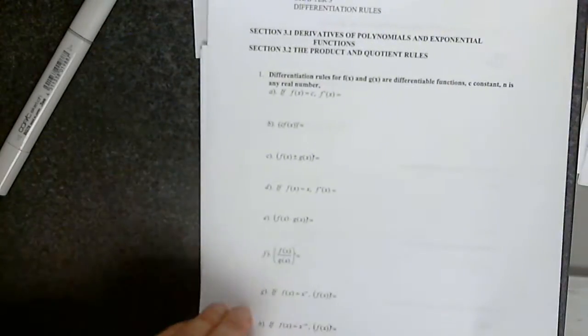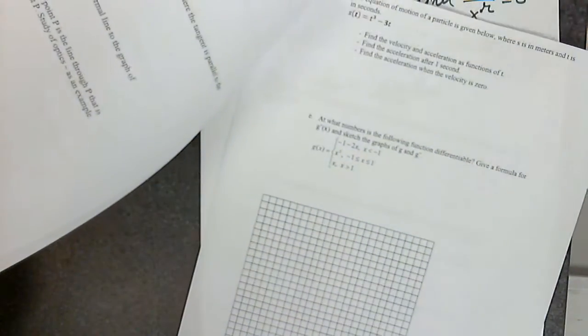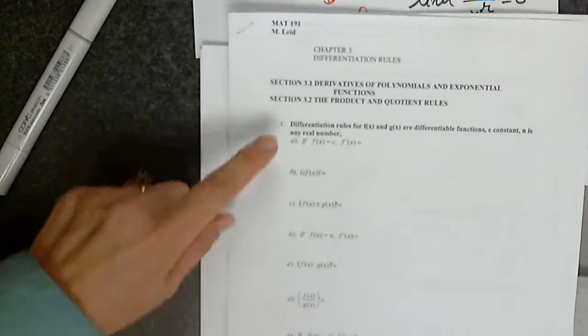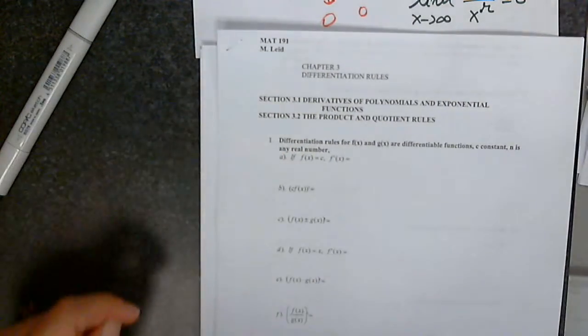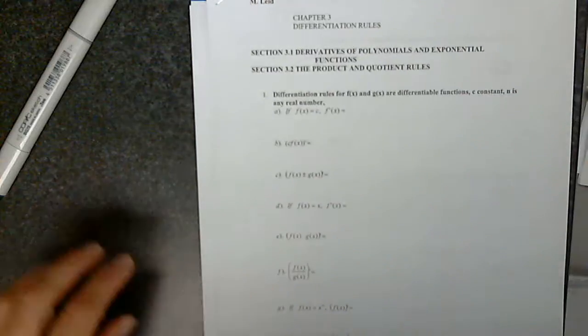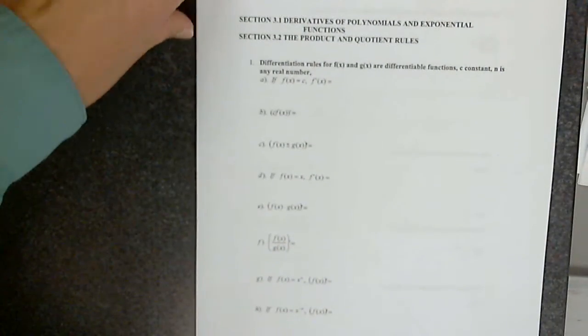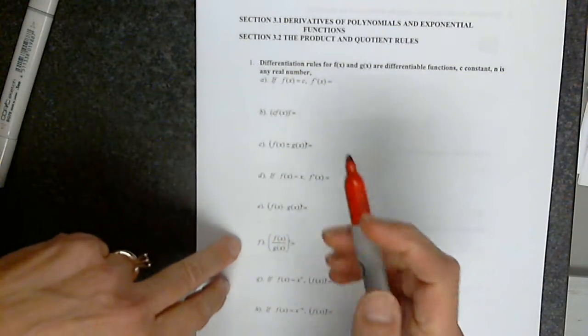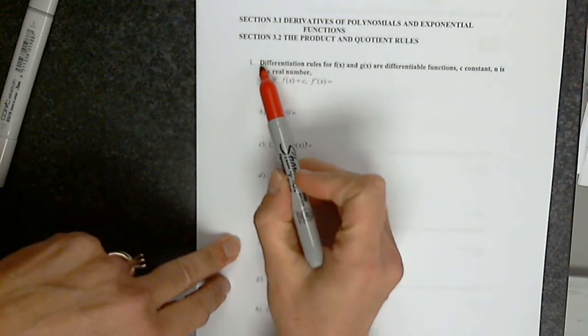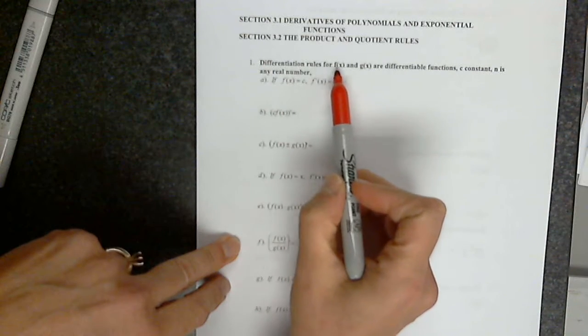Okay, so here's our handout for today and for Wednesday. So there are 2 sections together, 3.1 and 3.2. I can't really separate them. They go together perfectly. So I'm sure you'll be finally happy to look at differentiation rules.